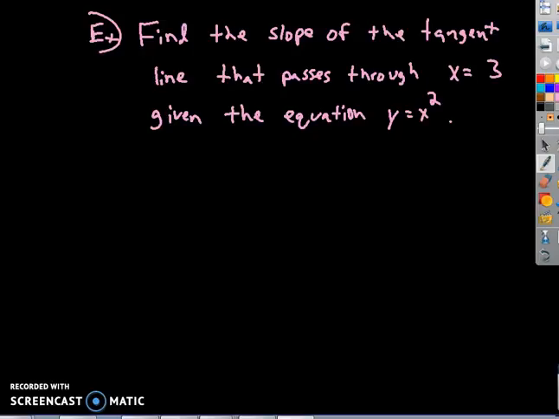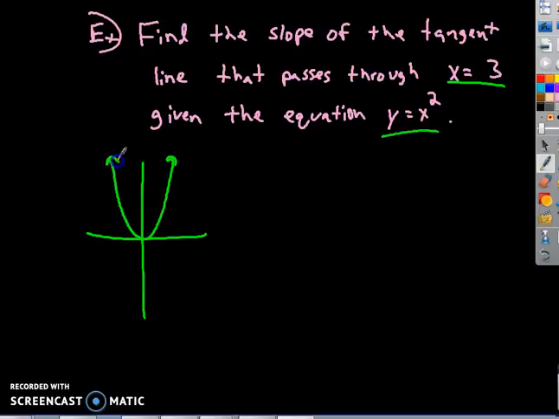It says find the slope of the tangent line that passes through x equals 3, given the equation y equals x squared. So we know what that equation looks like. That's a parabola if you graph it. It looks something like this. And it says when x equals 3, so let's say 3 is here. We want to know the slope of the tangent line there. Again, the tangent line just barely touches that equation. You want to know the slope at that place.